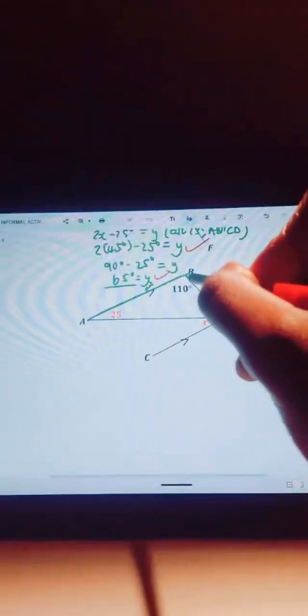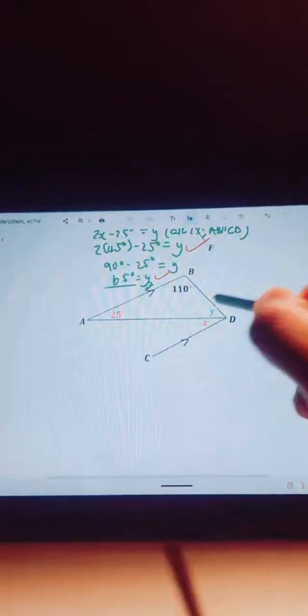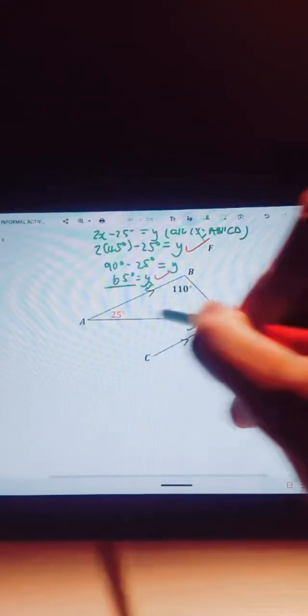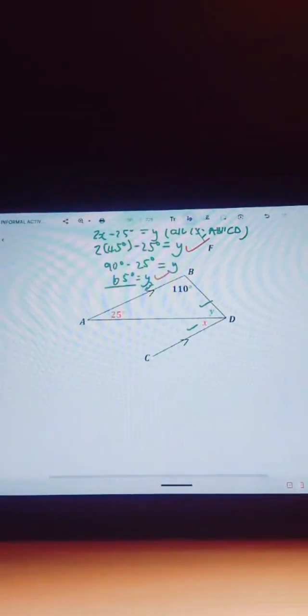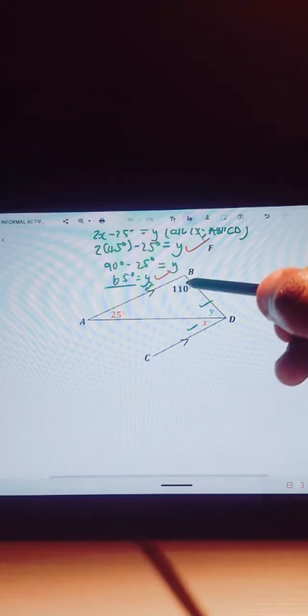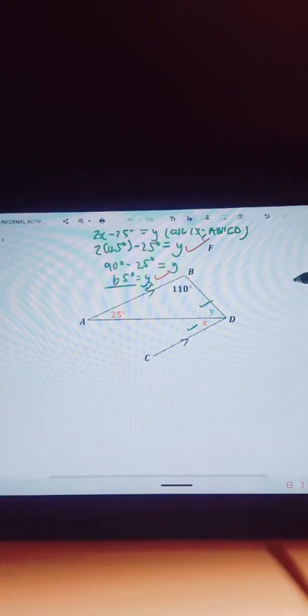Let's look at this one now. We want x. We want y. That's all we need. So, what are our thoughts? We want x, we want y. 110 plus 25. 110 plus 25 plus x is equal to 180.